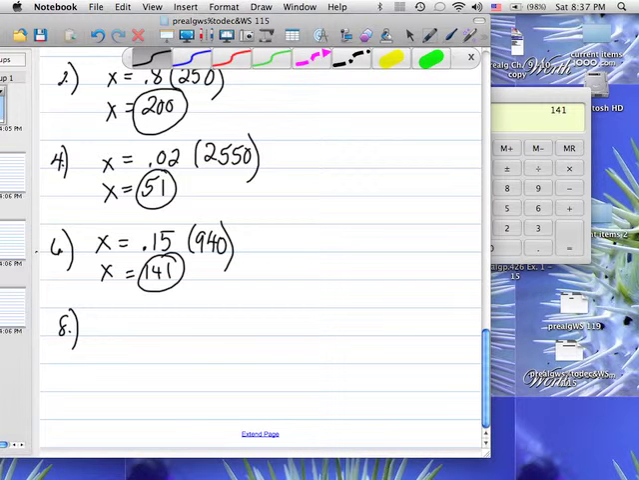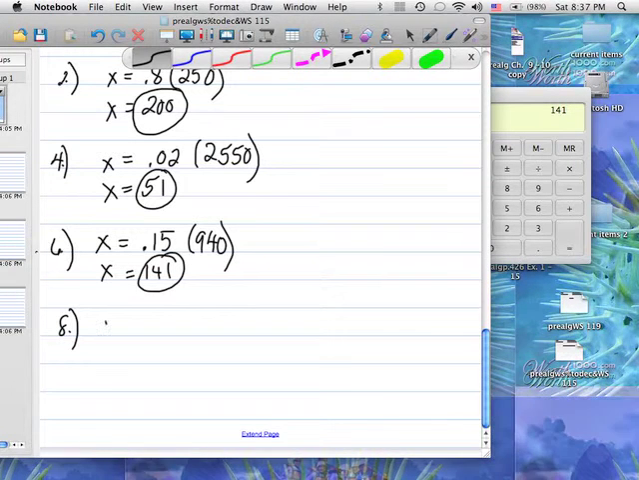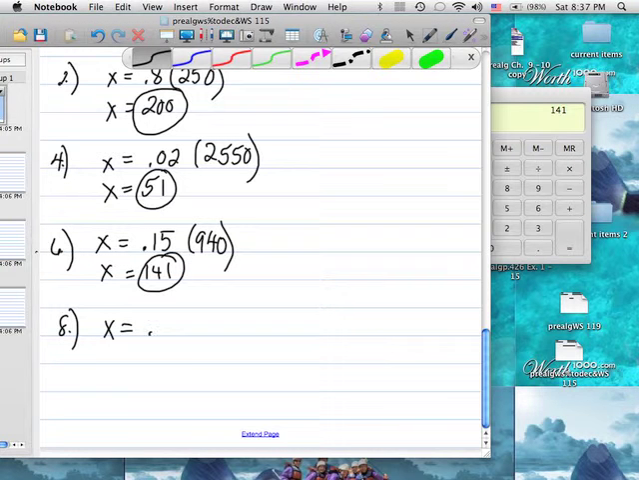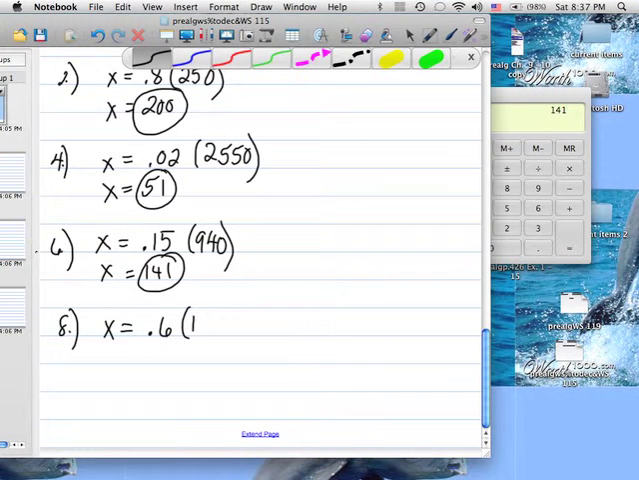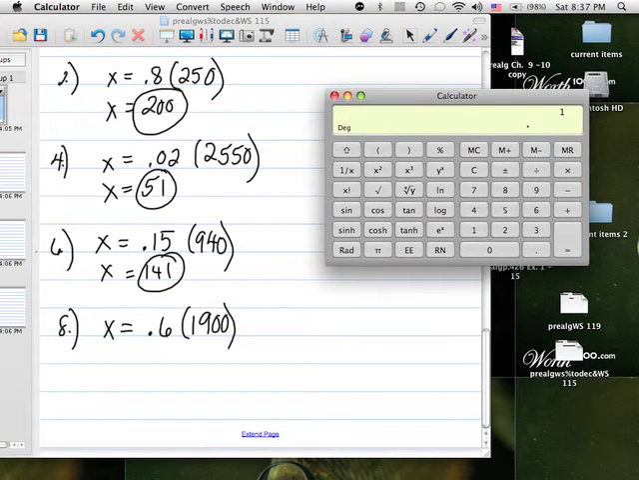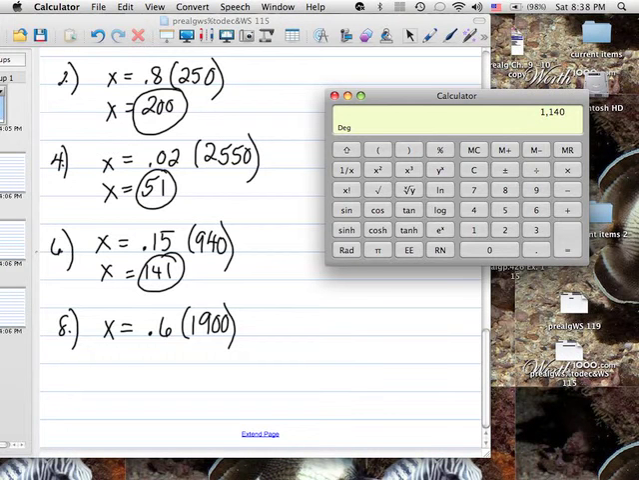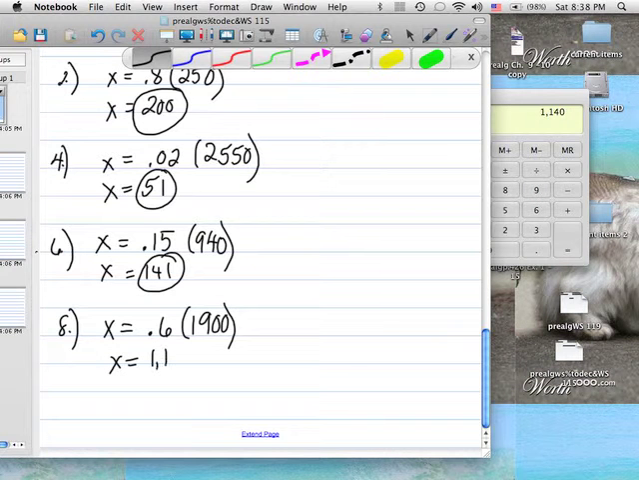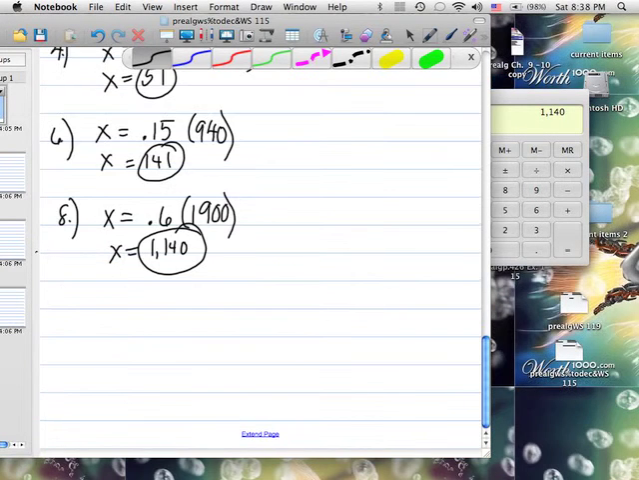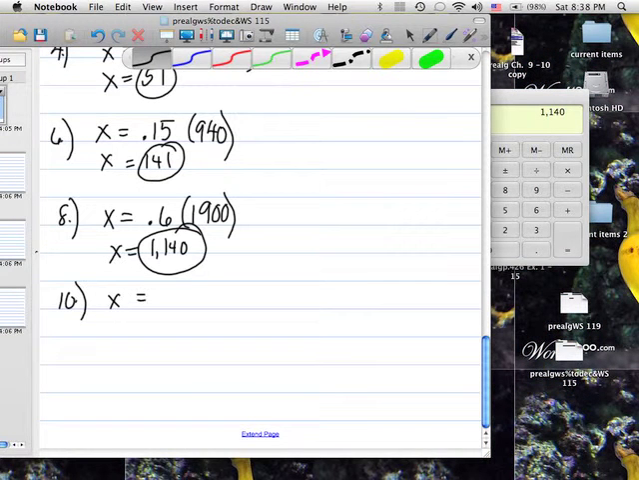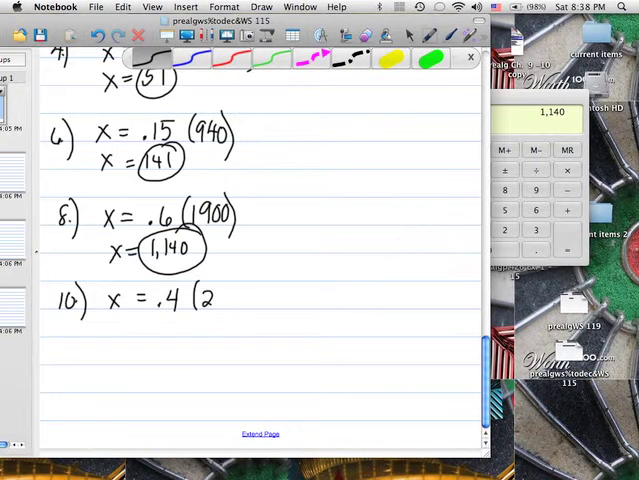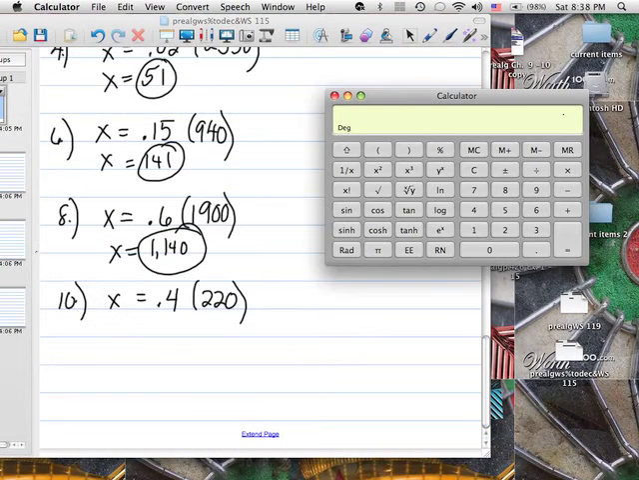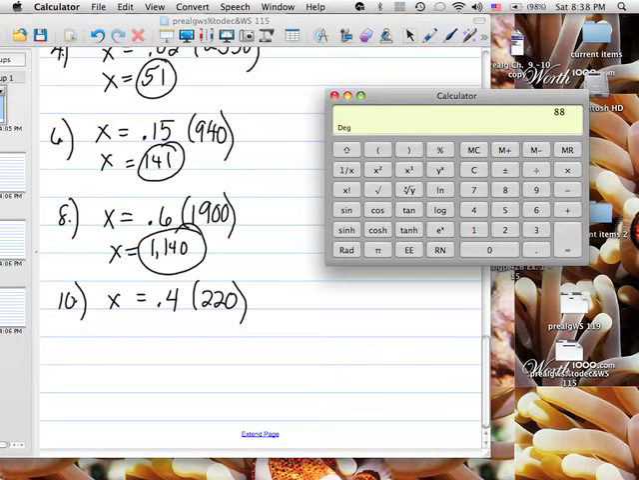Problem number 8, what number is 60% of 1900? So x is the equal sign, 60%, change it to 0.6, of, multiply 1900. So 0.6 times 1900. And 60% of 1900 is 1,140. Problem number 10, what number, x, equals 40%, 0.4 of, times 220. So 0.4 times 220 is 88.